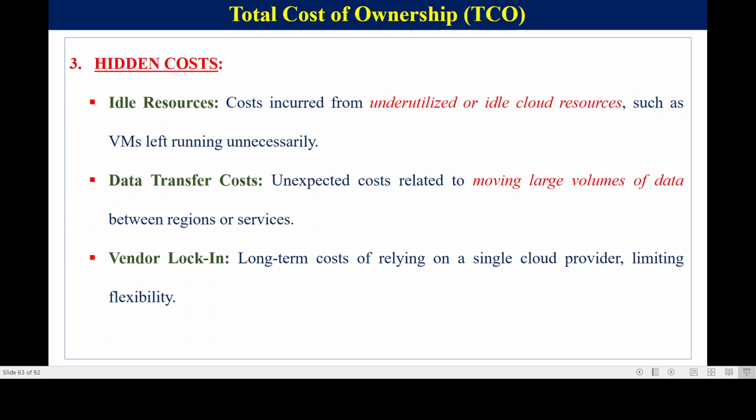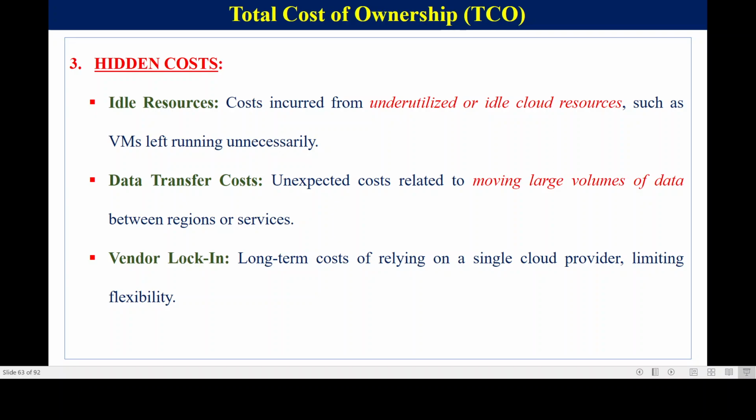And the next one is hidden cost. These expenses often increase the cloud bill unexpectedly. Idle resources. Sometimes developers create virtual machines for testing but forget to shut them down. Even though nobody uses them, the cloud provider continues charging. This is one of the most common hidden costs. Next one is data transfer cost. Moving large amounts of data between cloud regions or cloud services may generate additional charges. Organizations often underestimate this cost during planning.